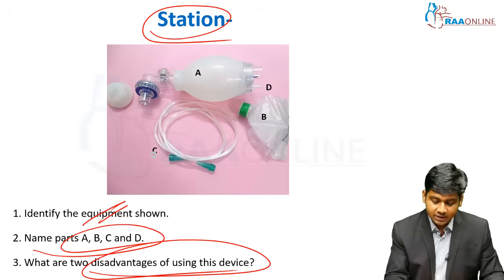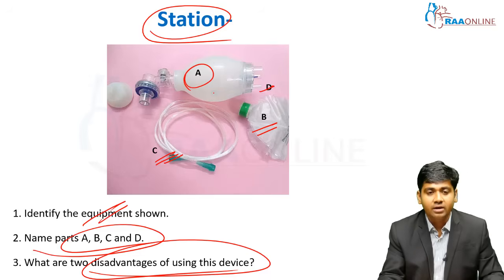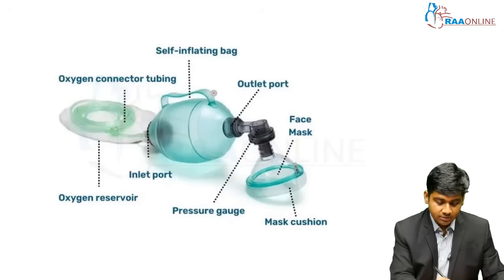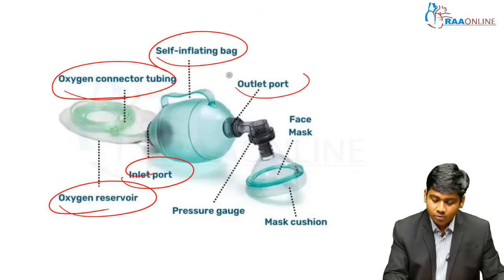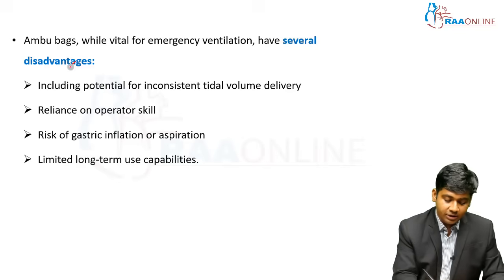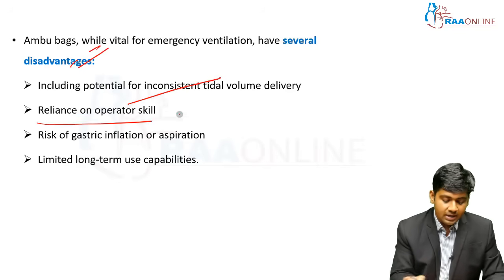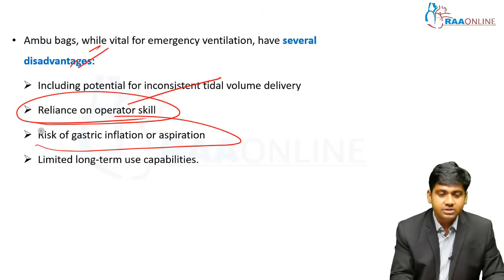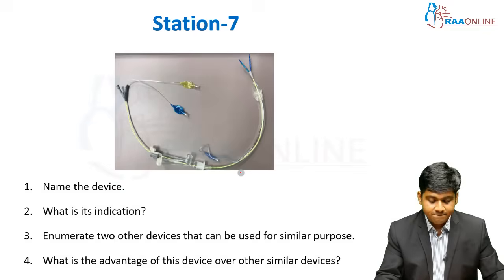This is the oxygen source, oxygen catheter. This is the reservoir bag. This is the site for attachment of the reservoir bag and oxygen tube. This is the self-inflating bag. Fine. So: oxygen connecting tubing, oxygen reservoir, inlet port, self-inflating bag, outlet port, face mask, face cushions, and pressure gauge. Disadvantages: potential for inconsistent tidal volume delivery, reliance on the operator's skill, risk of gastric insufflation and aspiration, limited long-term use capabilities. Fine.